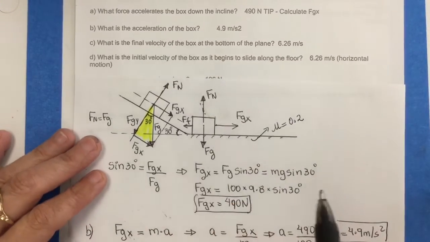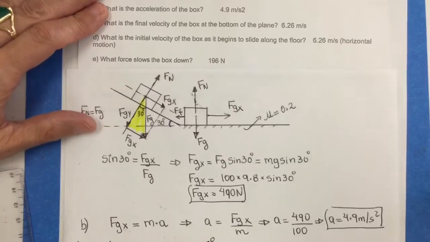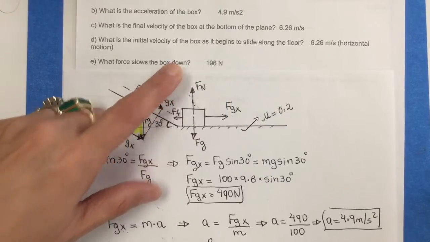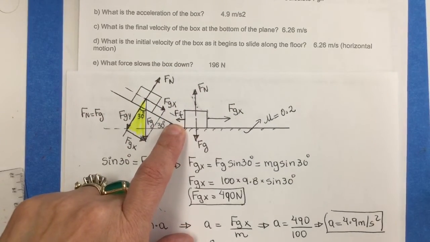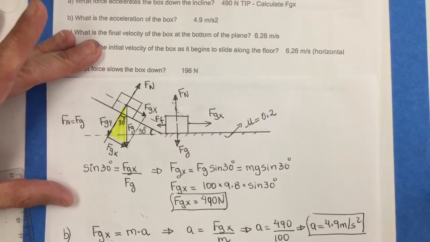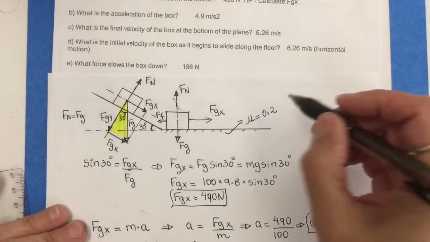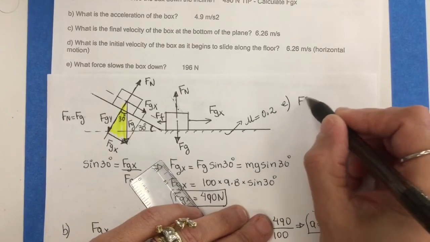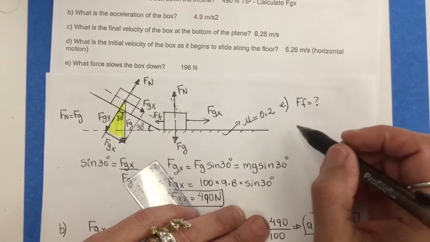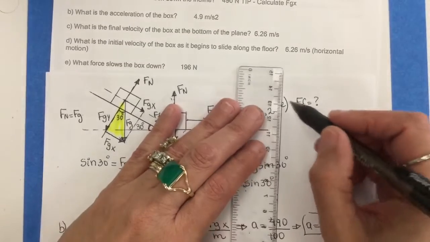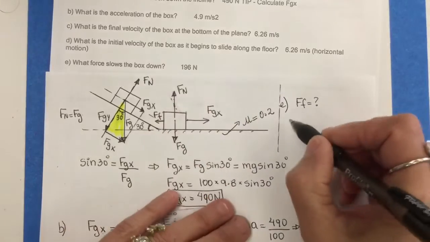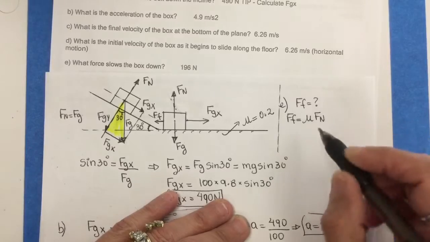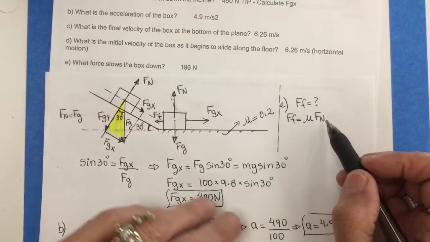So question E is asking what force slows the box down. That will be our friction force, so we are going to calculate this friction force. Let's do E right here. So E, let's find the friction force. The formula for friction force is Ff = mu Fn. Mu is the coefficient of friction, Fn is the normal force.